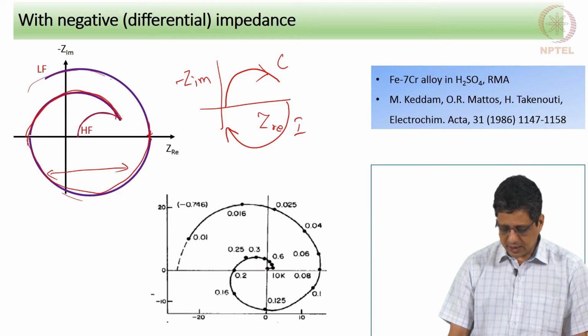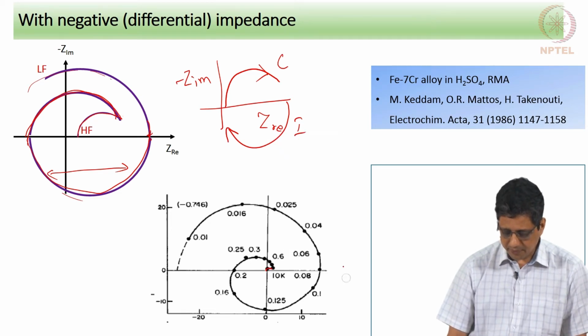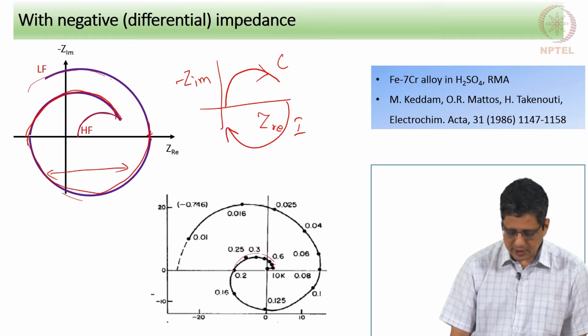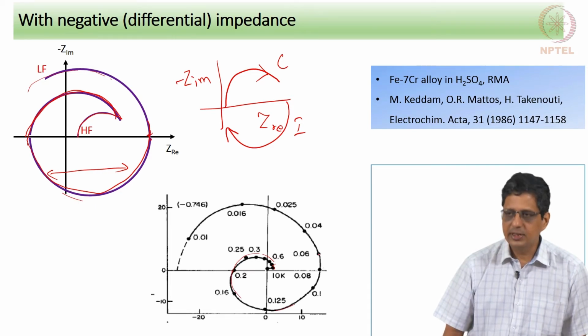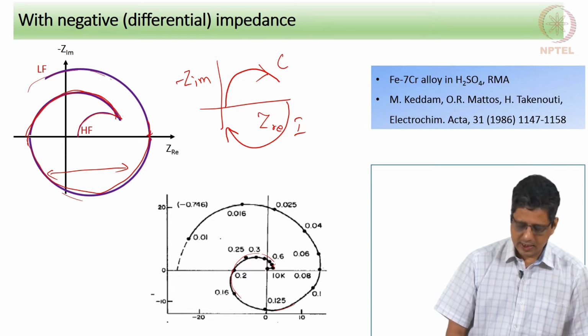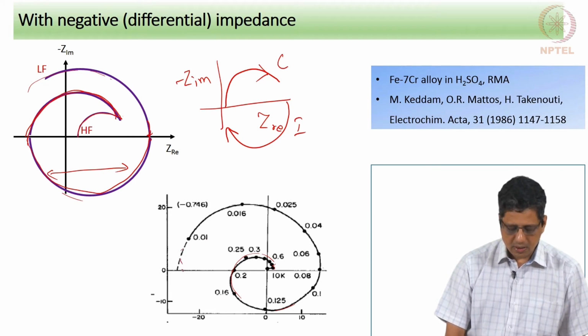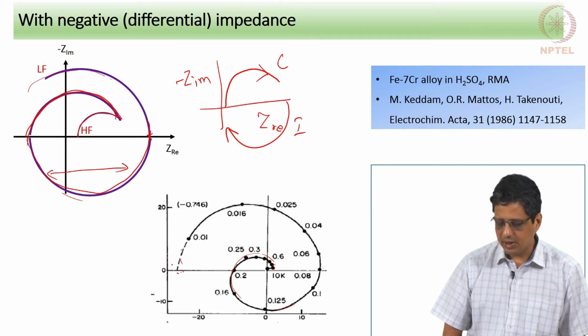So, the high frequency capacitive loop is not very clear, but it is somewhere here, and then at a little lower frequency, you can call it mid frequency, it is a capacitive loop with negative resistance, at low frequency an inductor with negative resistance, and at even lower frequency it is a capacitor with negative resistance, and this is settling at 10 millihertz. The data is taken at 10 millihertz. At lower frequencies probably it will settle somewhere here.